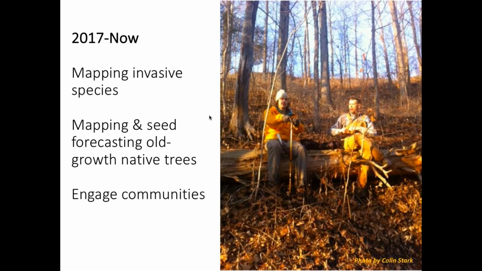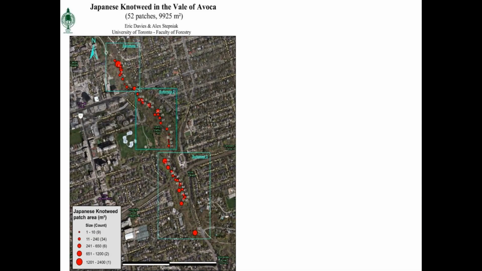In the last couple of years, we've expanded looking at the mapping of the plant vegetation, certainly the invasive species, and I'll show you some pictures of those maps in a few minutes. We're also, one of the focus, this is Eric on the right, Eric Davies, and the other student, Alex Stepniak, doing some mapping and seed forecasting of old growth native trees to engage communities, and I'll close on this piece that is sort of the forward thinking about what can we do with the ravines.